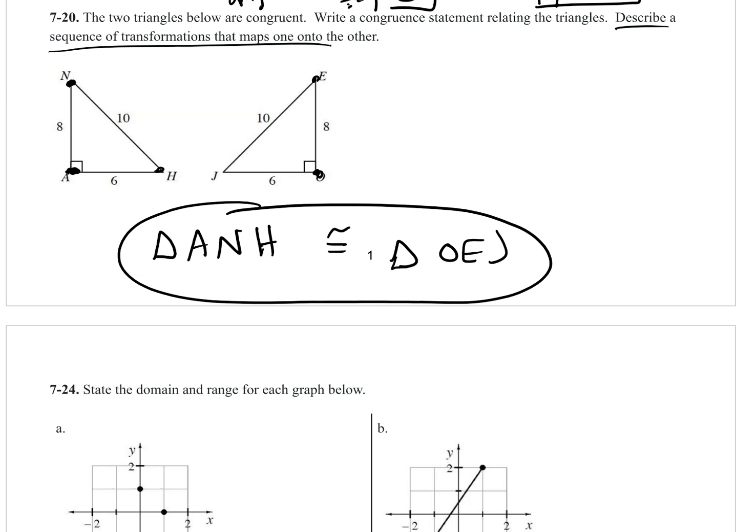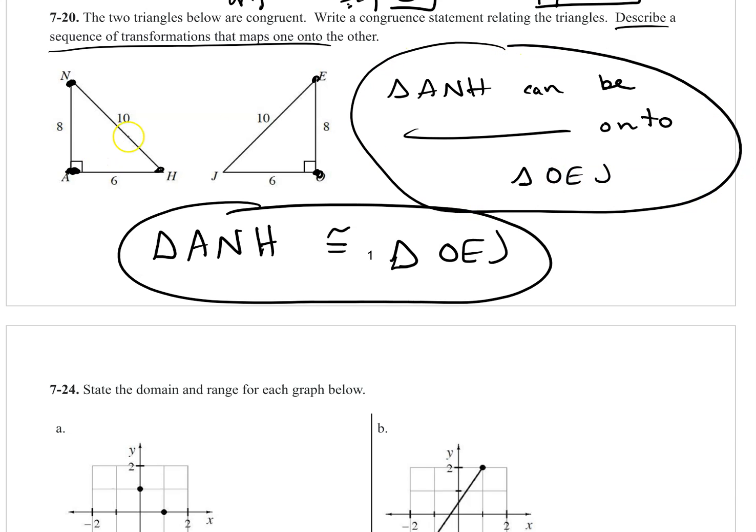Make sure you describe a sequence of transformations. Triangle ANH can be something onto triangle OEJ. That's going to be your second answer. So you need to reflect it, rotate it, translate it, whatever you need to do. Make sure you describe a sequence of transformations. That's what that means.